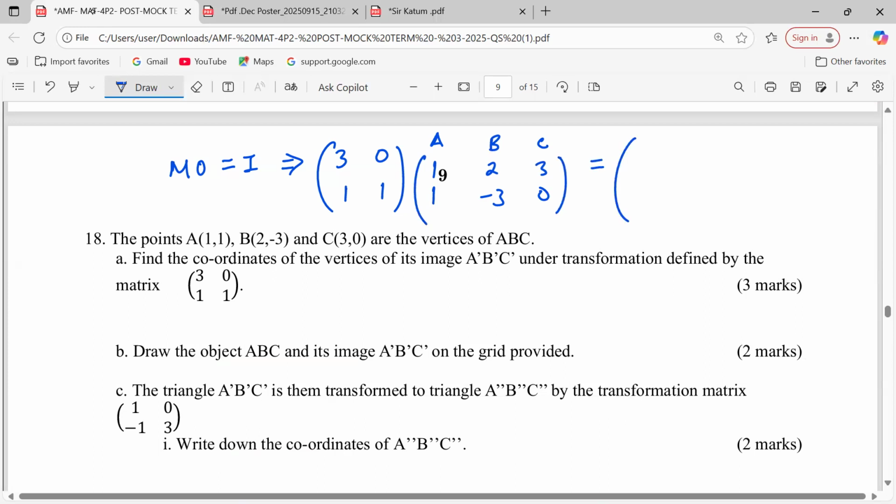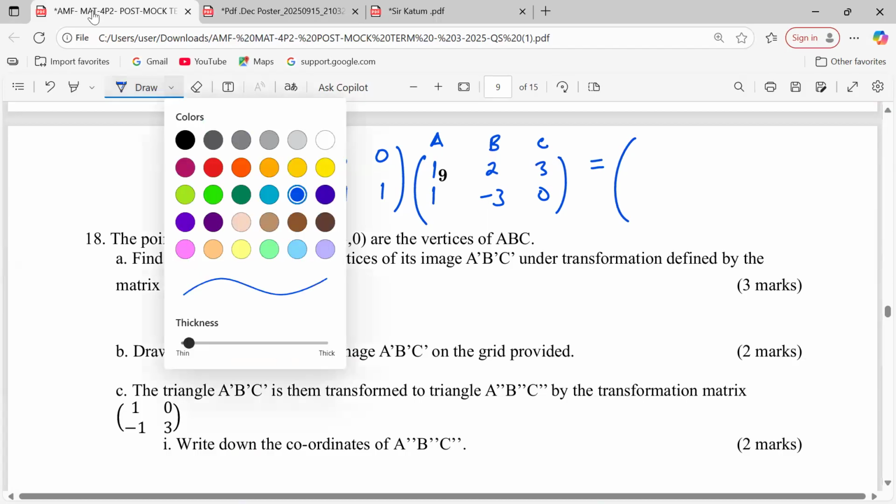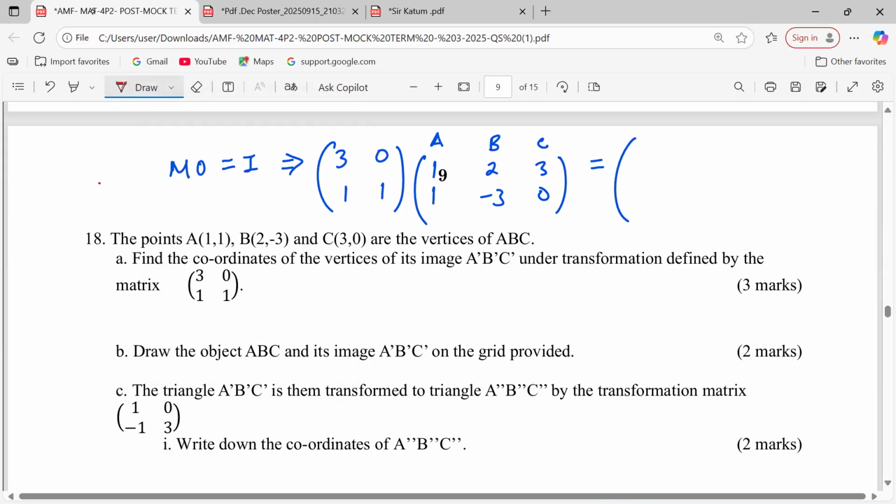We know very well that to multiply matrices, we need row times column to get the first element. So this row times the first column: 3 by 1 and 0 by 1. That means 3 times 1 is 3 and 0 by 1 is 0. So we get 3. The next element is the same row by the next column: 3 by 2 and 0 by -3. 3 by 2 gives us 6, but 0 by -3 becomes 0. So when you add, you remain at 6.